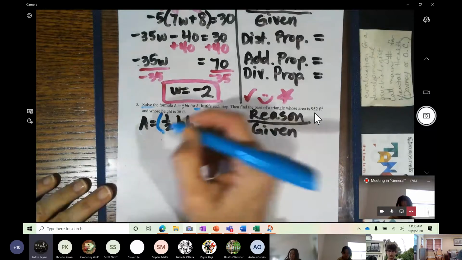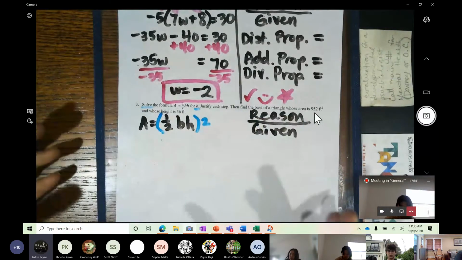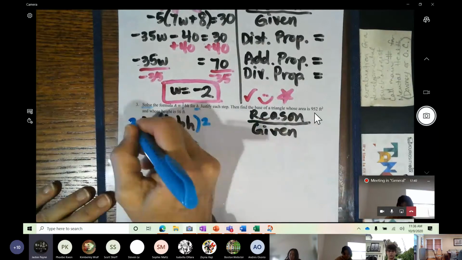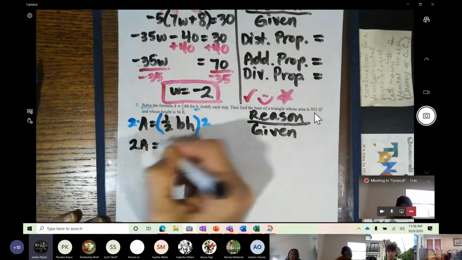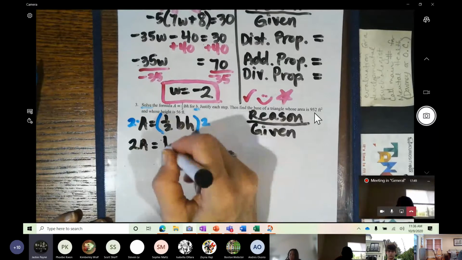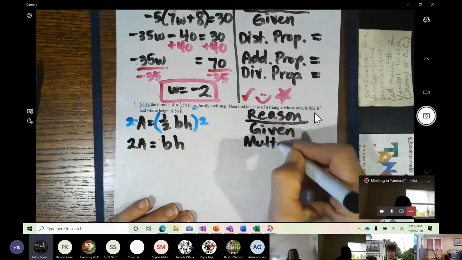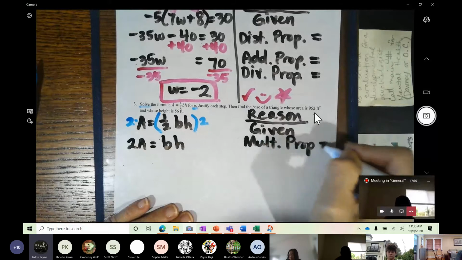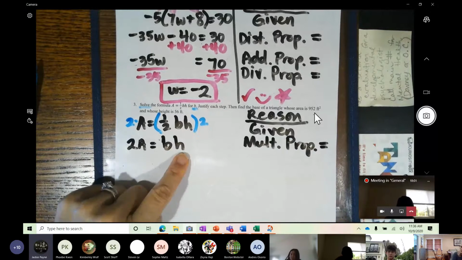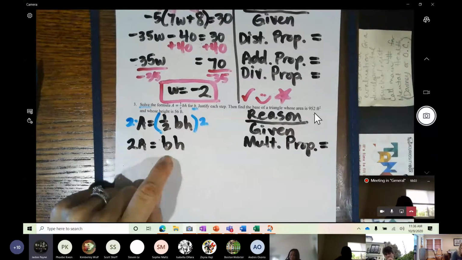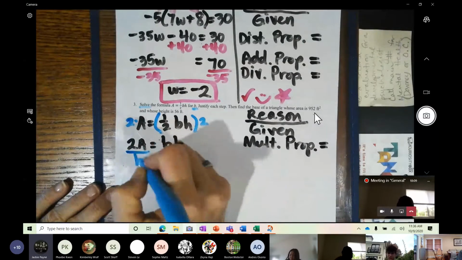Whatever it takes to make whatever's there go away, that's what you have to do. So now on this side I have 2A, the half and the 2 cancel. Here I have BH, and my reason is the multiplicative property of equality. Okay, now B is multiplied times H. So to undo that multiplication, I have to do the opposite. Whatever's multiplying, you just divide it.